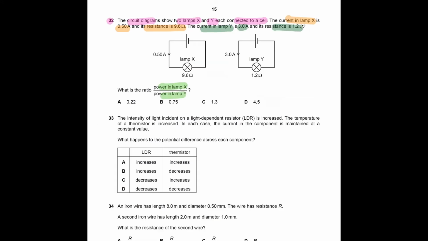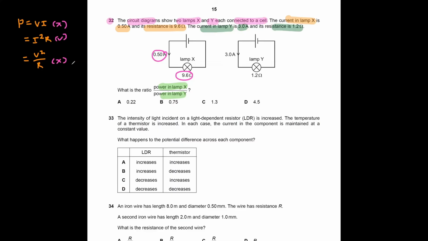Okay, so this one is pretty straightforward. If they ask you for power, the equations that come to mind are P equals VI, I squared R, and V squared over R. But here you notice they've already given you current and resistance. So obviously the first one you don't use, the third one you don't use, you use the second one. The second one has everything listed out.